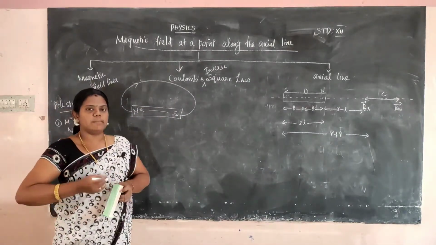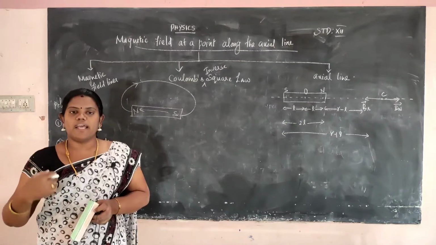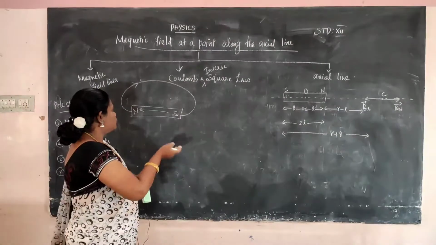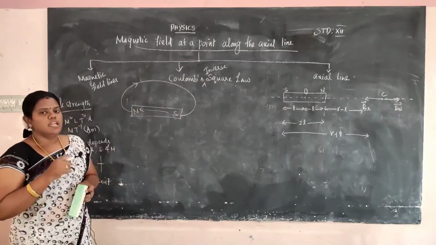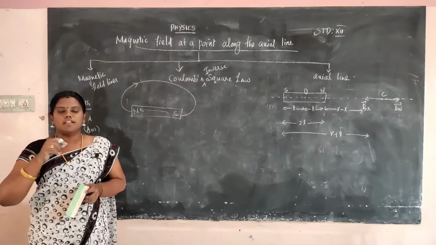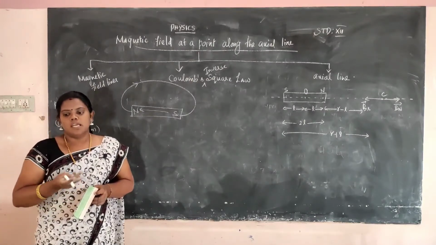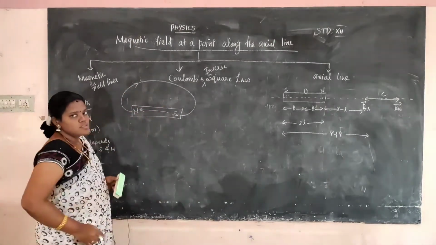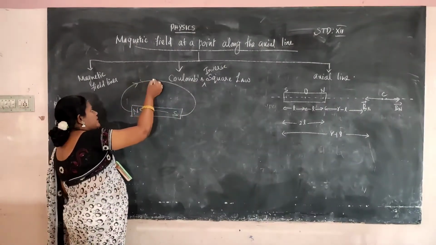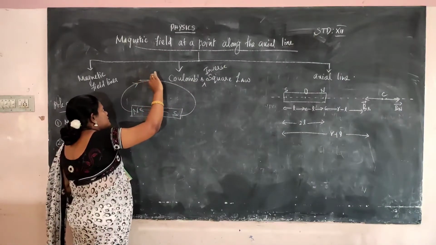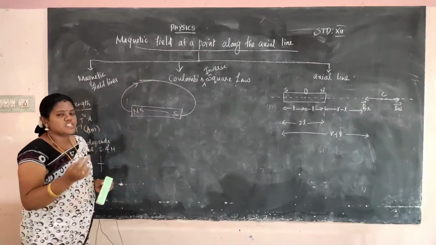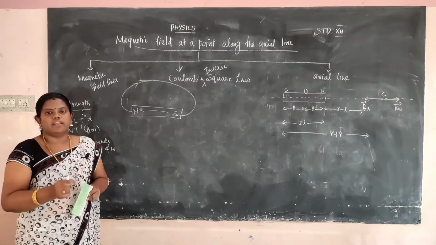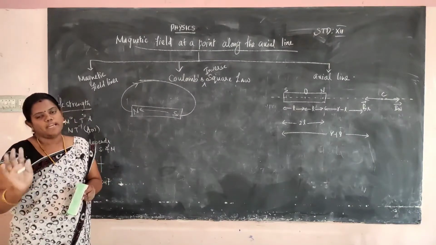So outside the magnet, the magnetic field lines start from the north pole and end at the south pole, but inside the magnet they go from south to north. This is the first point. The second point: suppose you draw one magnetic field line and take a tangent to it. The tangent at any point on the magnetic field line always gives the direction of the magnetic field.